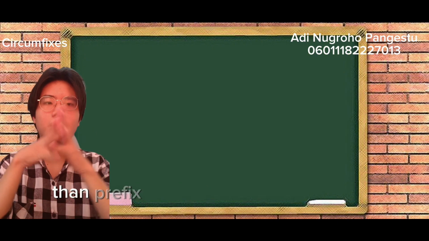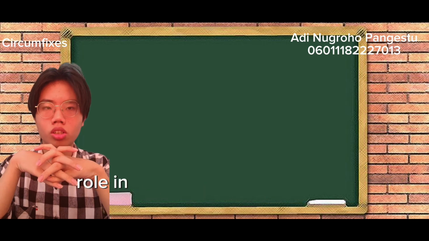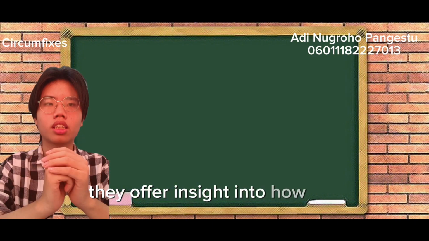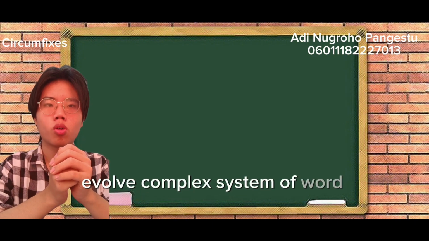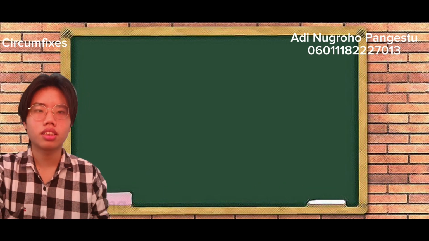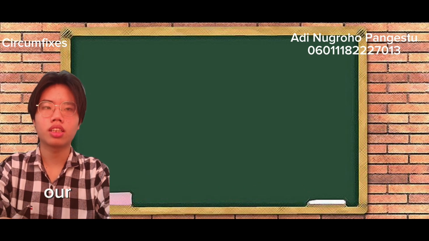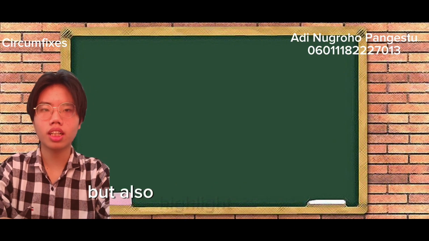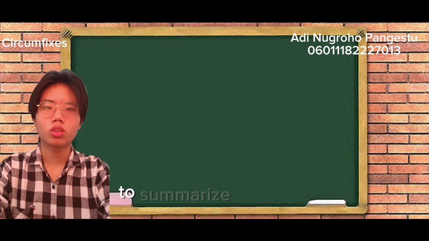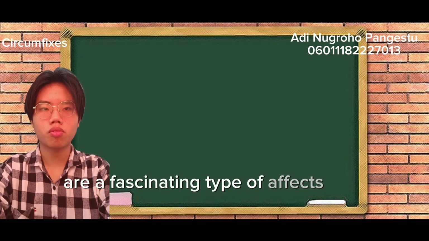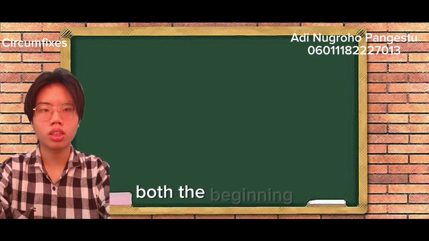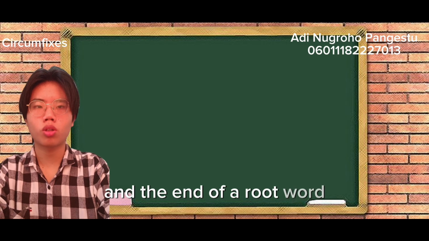Circumfixes, though less common than prefixes and suffixes, play an important role in the morphology of certain languages. They offer insight into how languages can evolve complex systems of word formation to express nuances of meaning and grammatical structure. Studying circumfixes not only deepens our understanding of individual languages, but also highlights the flexibility and creativity of human language as a whole. To summarize, circumfixes are a fascinating type of affix that surround a word, altering its meaning in unique ways by wrapping both the beginning and the end of a root word.